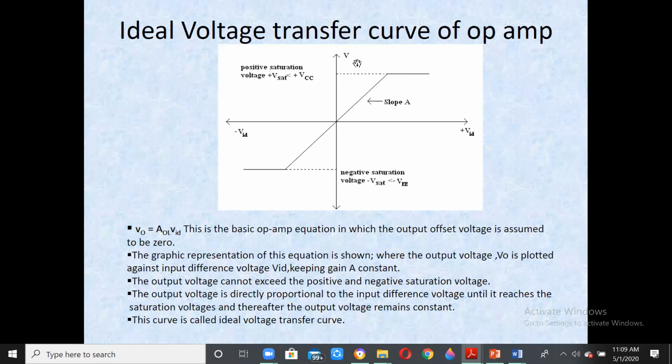This is a very important point. Many people tend to forget this as they go forward. Saturation levels are very important. Output cannot go above plus VCC, nor can it come down below minus VEE. Okay, this point you please always remember.